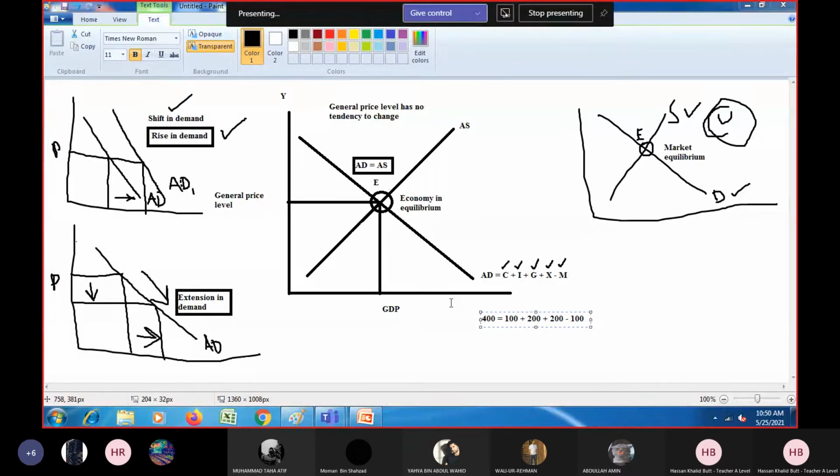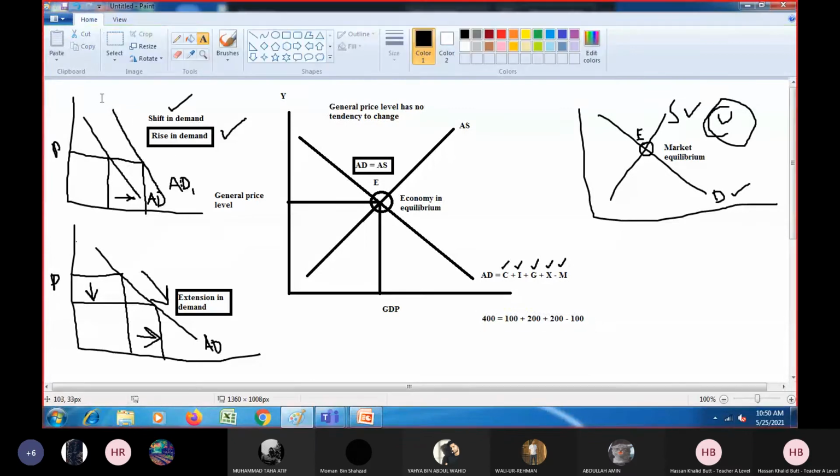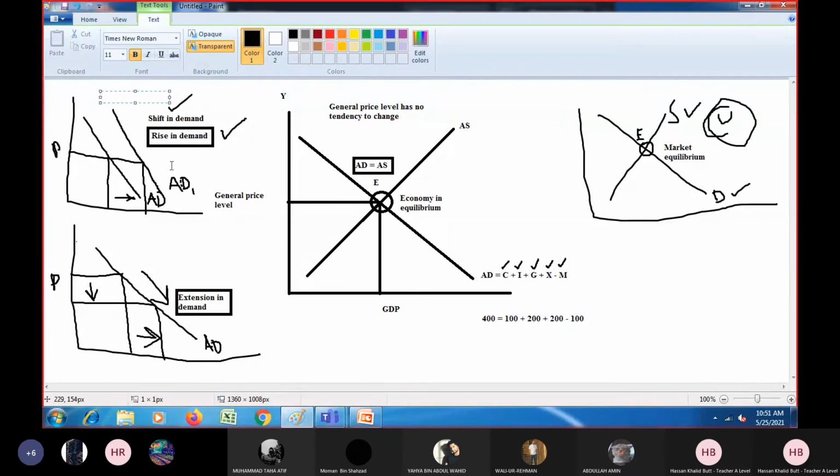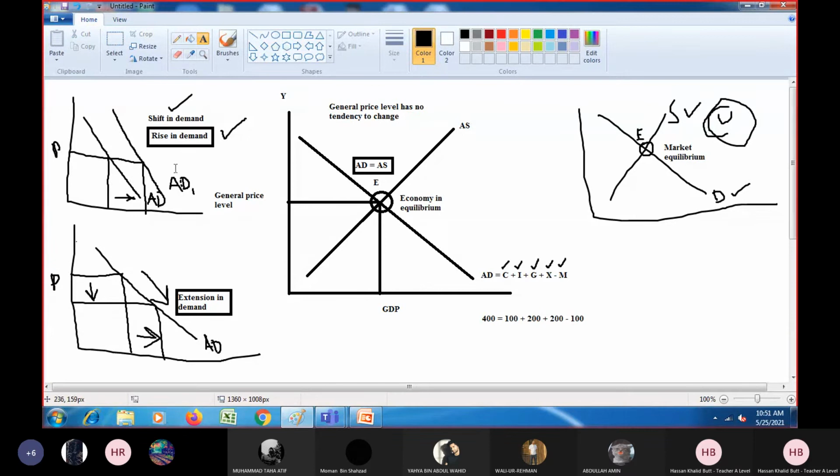Okay, I'll just explain you again. To your left side, in the above diagram on the top, you can see aggregate demand is increasing. Whenever you see a demand curve shifting towards the right side, we say there is an increase in demand, or rise in demand. A better word is rise in demand. And it happens whenever there is a change in consumption, investment, government expenditure, exports, or imports.